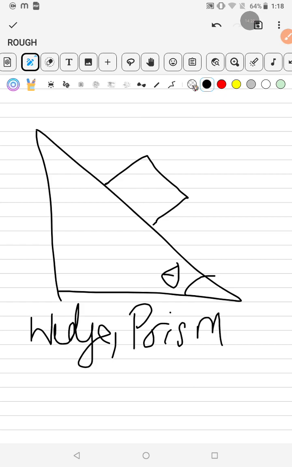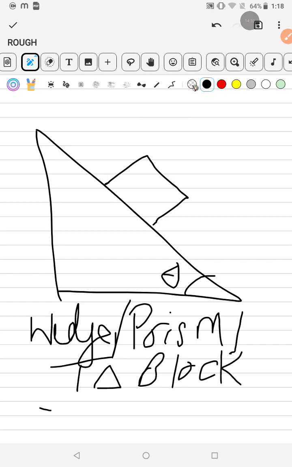Quite weird, I know, but it's physics. And triangular block also, we often say triangular block, and which is the most appropriate is inclined plane.